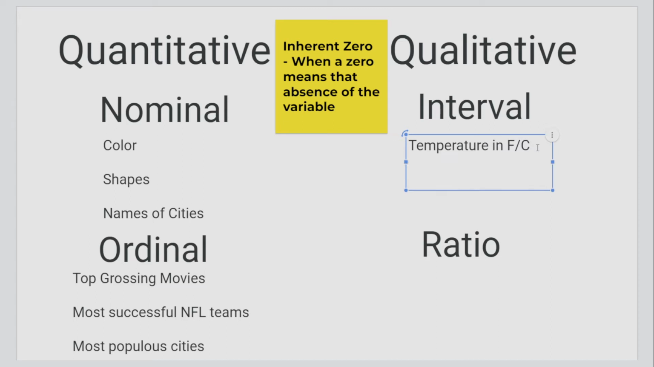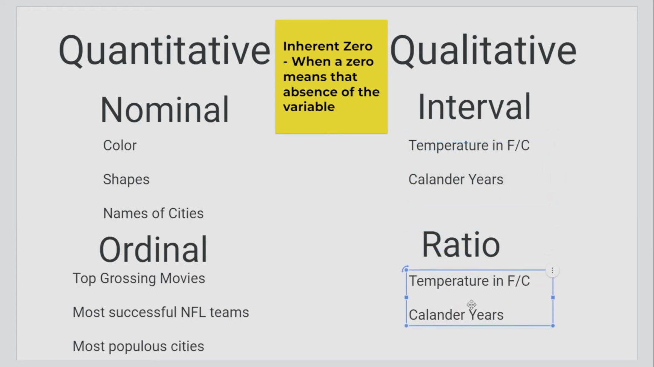Another example of this would be calendar years. Because again, the year 0 AD doesn't mean that there's no time, right? It doesn't mean that it's the beginning of time. And so those would be considered interval levels of measurement.